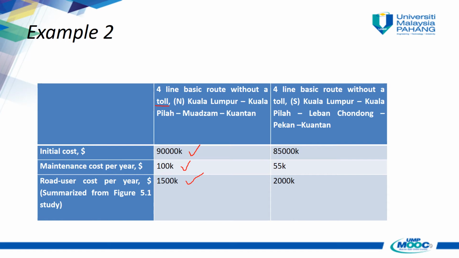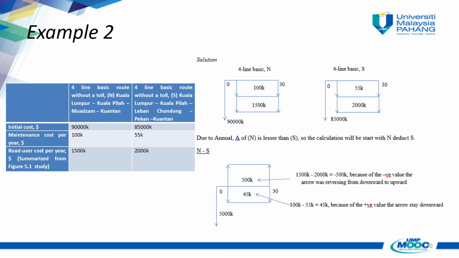And if our government makes a decision to develop a 4-lane basic road without toll from Kuala Lumpur to Kuala Pilah to Leban Condong, Pekan and Kuantan, the initial cost will become 85,000 K. Maintenance cost will become 55,000, and then the road user cost per year will become 2,000 K. Okay, let's see the solution. Alright, so the first step is to develop a cash flow diagram.